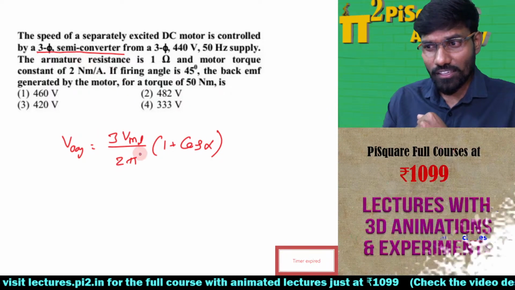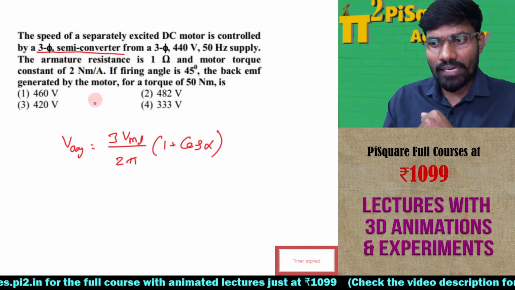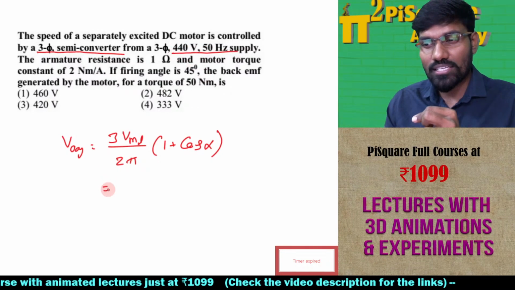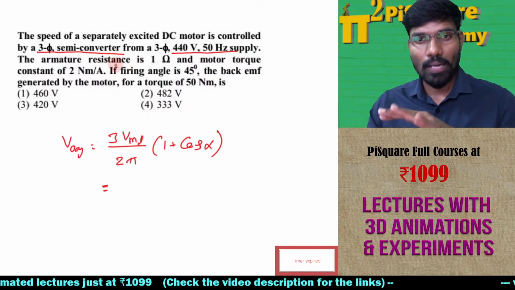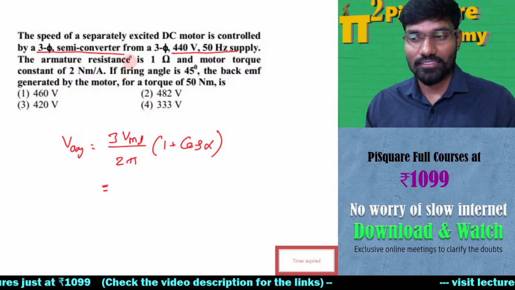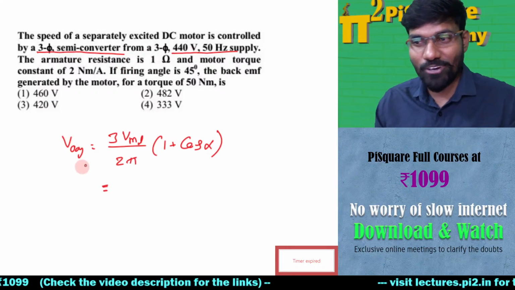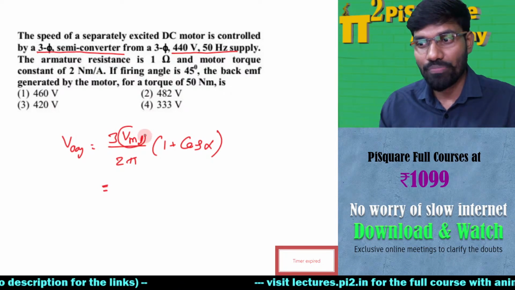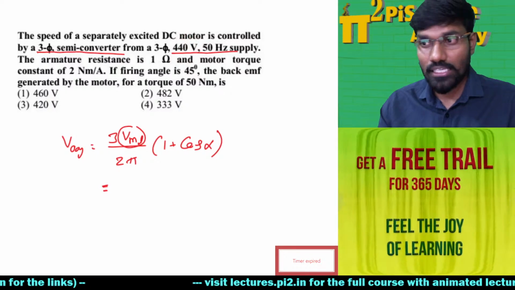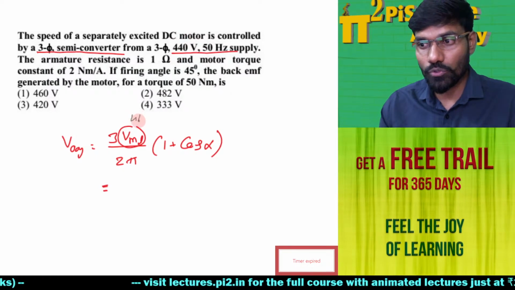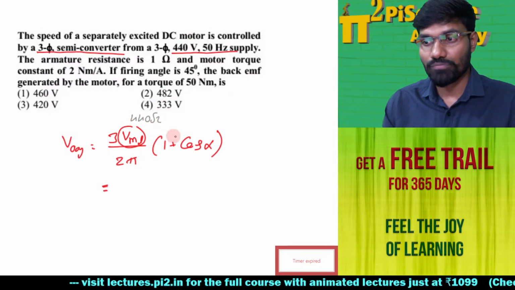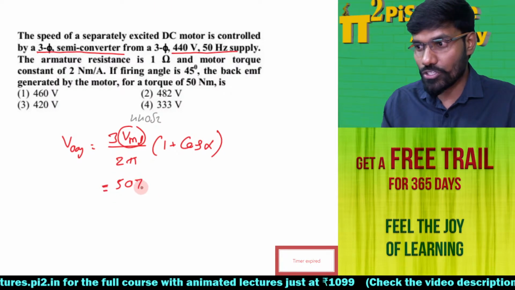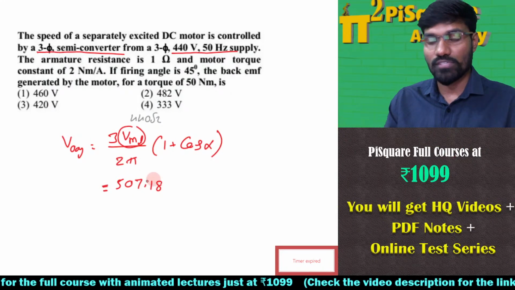Once you have this equation and the input voltage, you can directly find the output voltage. Then the power electronics part will be completed if you do this V0 average calculation. Should I use VML directly as 440? No, 440 into root 2. If you simplify it, you will get 507.18 volts.